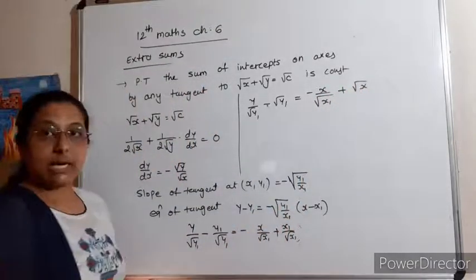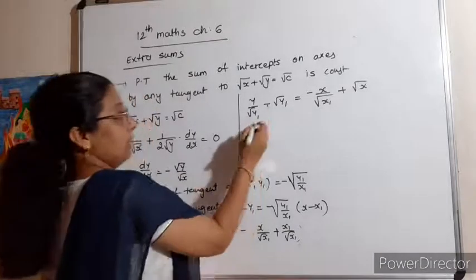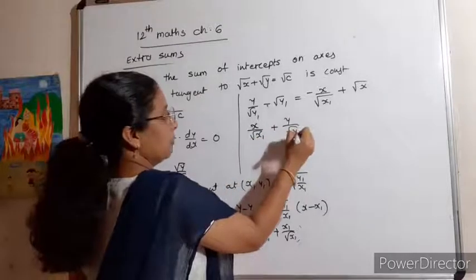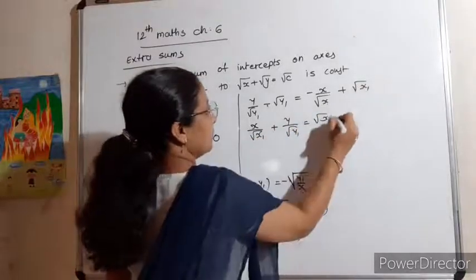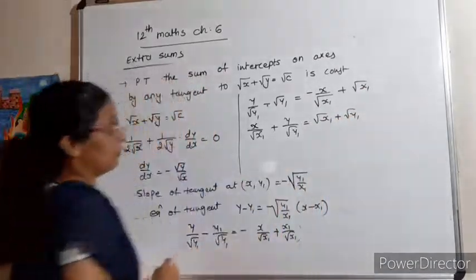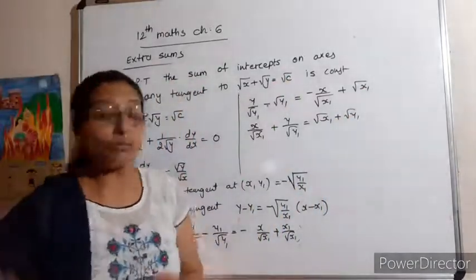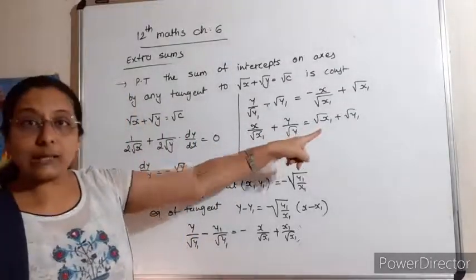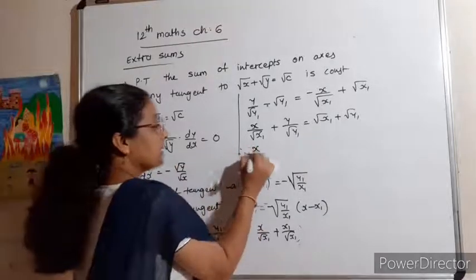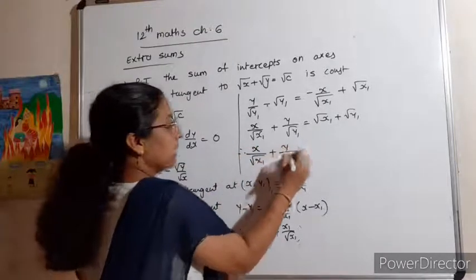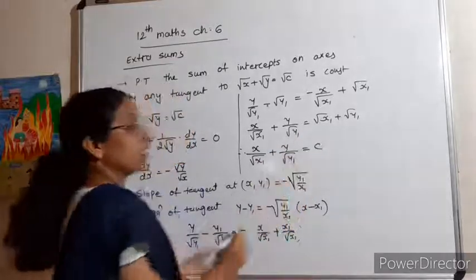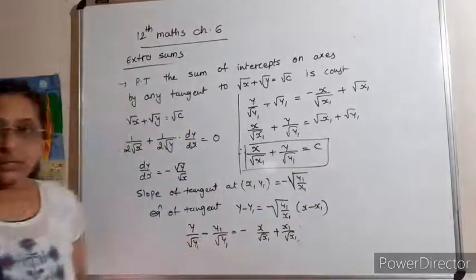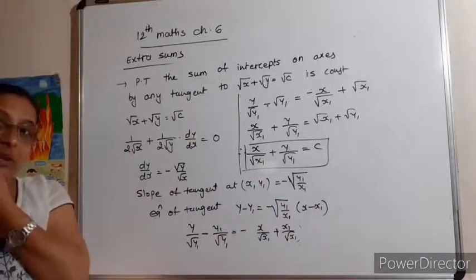The root will cancel. So now our equation will be x upon root x1 plus y upon root y1 is root x1 plus root y1. But root x1 plus root y1 will be root c, because this point is also on the curve. So we can say that x upon root x1 plus y upon root y1 is equal to root c. This is the equation of tangent.